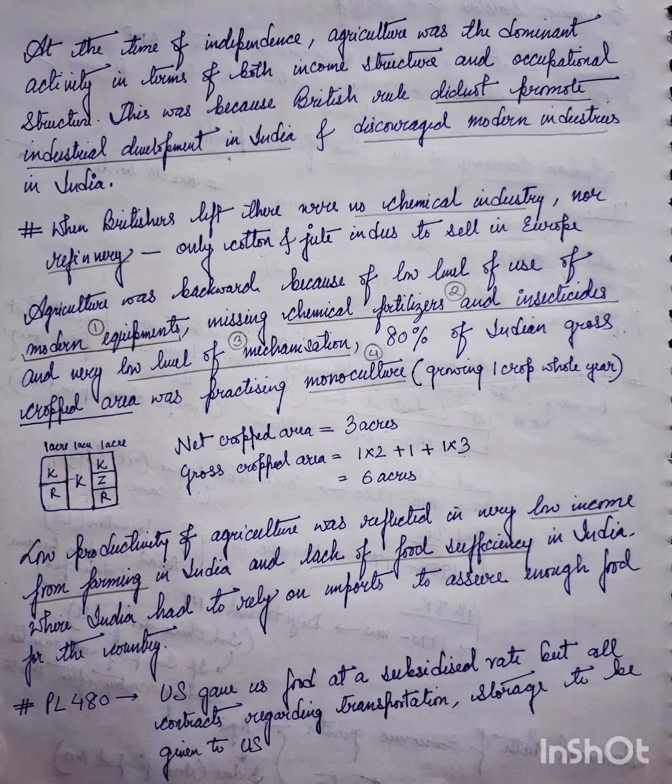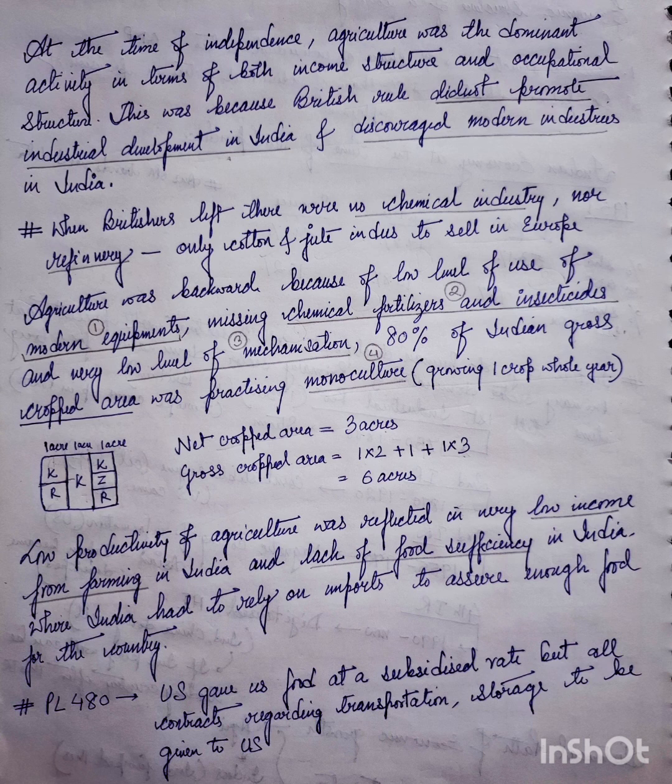Hi, this is the continuation of the previous video on the structure of the Indian economy at the time of independence. As we have seen, agriculture was the dominant sector at the time of independence. Now, why was it so? Because the British didn't promote any industrial development or encourage any modern industries in India.